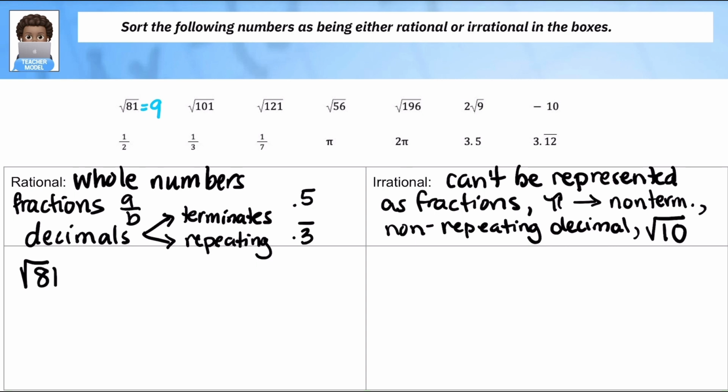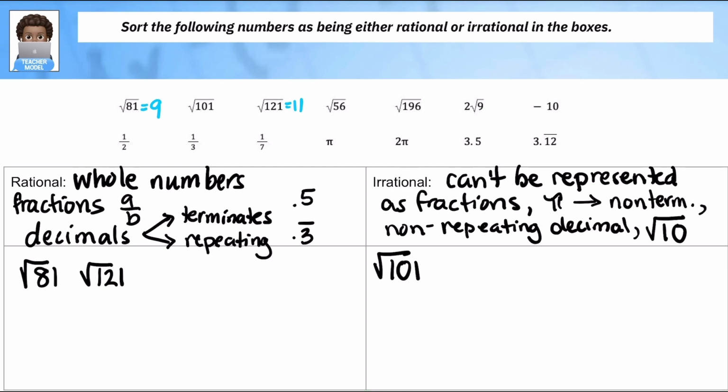because 9 can be a fraction, 9/1. The square root of 101, nope. 100 is a square number, but not 101, so that's going to be over here, square root of 101, irrational. Square root of 121, yeah, that's 11. So that's rational. That would be 11/1.